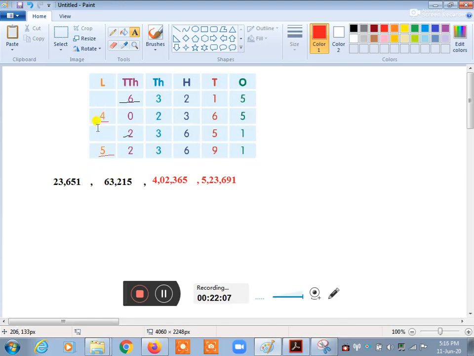So we have to compare these two, which are 6 digit numbers. So compare 4 with 5. So 4 is less than 5. So obviously the next number is 4,02,365, and the next number is 5,23,691. This is the ascending order.